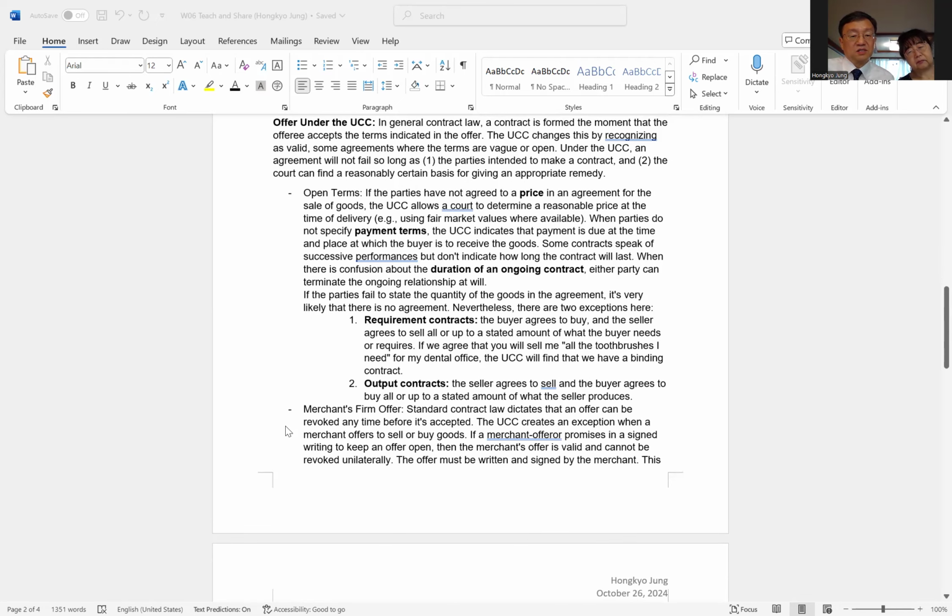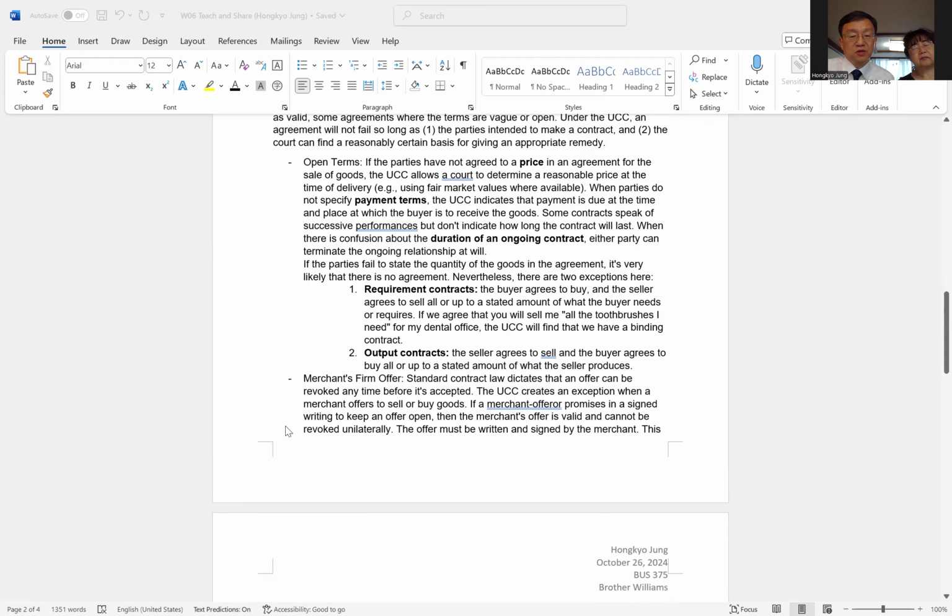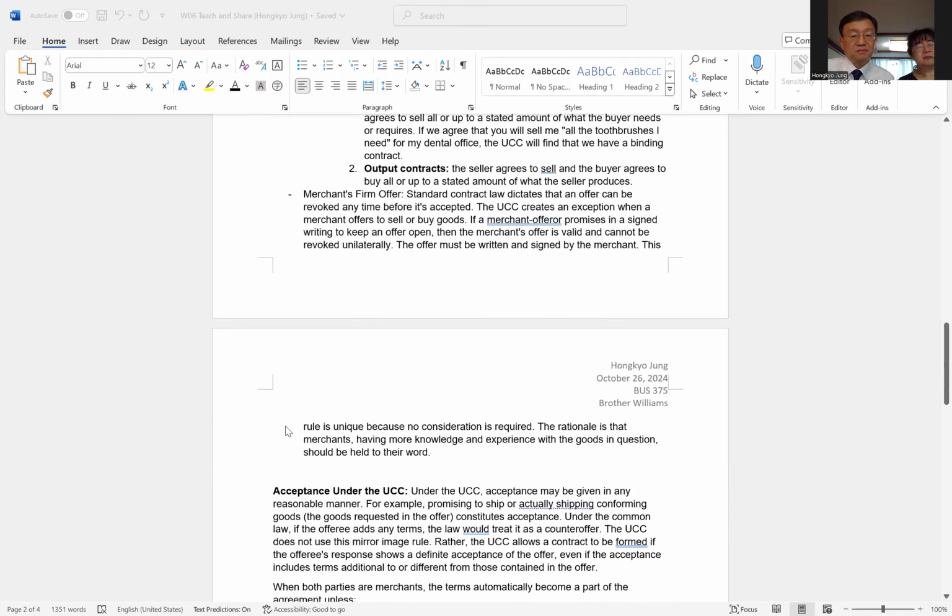Merchant firm offer. Standard contract law dictates that an offer can be revoked anytime before it's accepted. The UCC creates an exception when a merchant offers to sell or buy goods. If a merchant offeror promises in a signed writing to keep an offer open, then the merchant's offer is valid and cannot be revoked unilaterally. The offer must be written and signed by the merchant. This rule is unique because no consideration is required. The rationale is that merchants, having more knowledge and experience with the goods in question, should be held to their word.